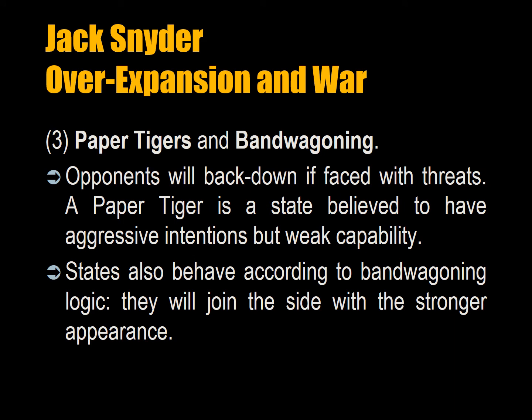The third belief is the belief in paper tigers and bandwagoning. A belief in paper tigers implies that opponents will back down if faced with threats. In other words, they're tigers, but essentially they're made of paper, so you can stand up to them. States also behave according to bandwagoning logic. They will join the side with the stronger appearance. This is the idea we spoke about earlier about the misperception that bandwagoning is the nature of the system. So Nazi Germany threatened all of its neighbors in the same way that China today typically tries to use threats on its neighbors.